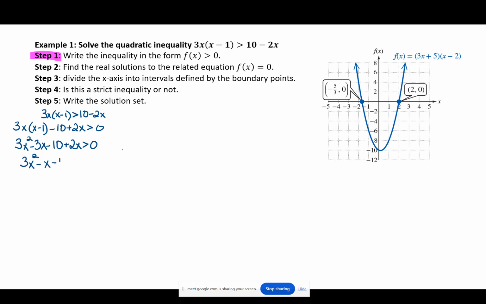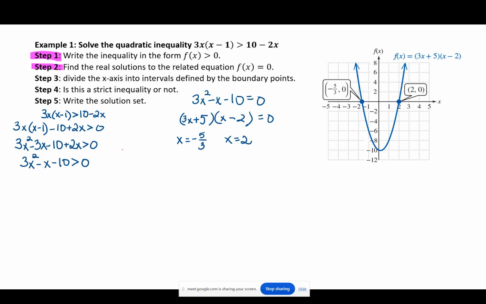3x squared minus x minus 10 is greater than 0. And now we need to factor it. Find the real solutions to the related equation f of x equals 0. So we've got 3x squared minus x minus 10 equals 0. When does it equal 0? So we need to factor it to find that out. And that is going to be 3x plus 5 times x minus 2. And so the zeros of this function will be when x is negative 5/3 and when x is 2.